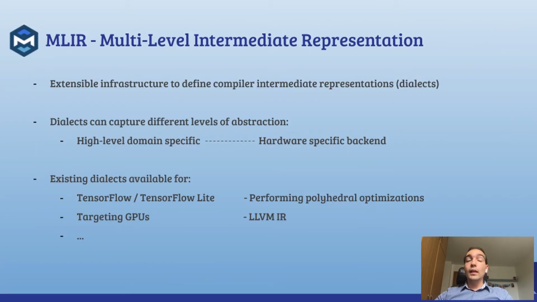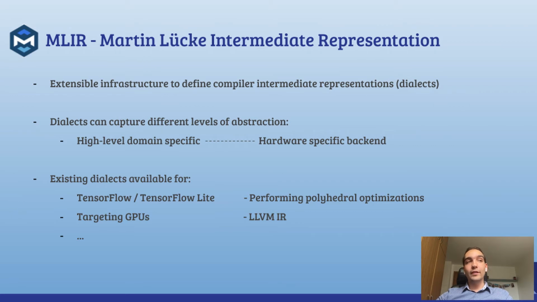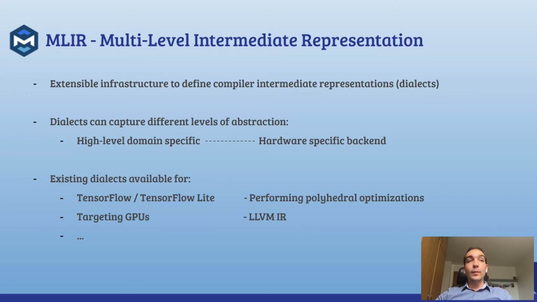Okay, so the last part of the title is in MLIR, so let's talk about MLIR. MLIR is an overloaded acronym with different possible meanings, but my favorite one, of course, is Martin Lücke intermediate representation. But for the purpose of this talk, let's stick with multi-level intermediate representation. So MLIR is an infrastructure to define compiler intermediate representations, which are called dialects. And multi-level here represents that different dialects can capture different levels of abstraction.